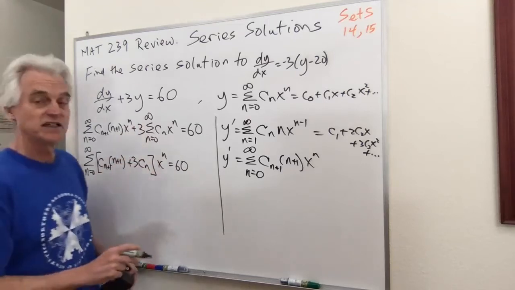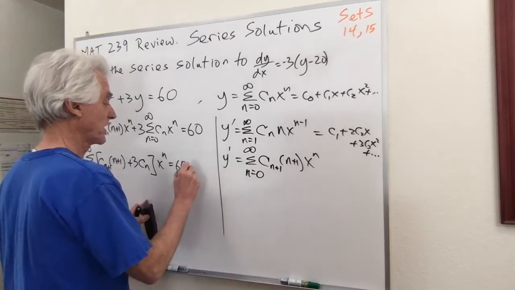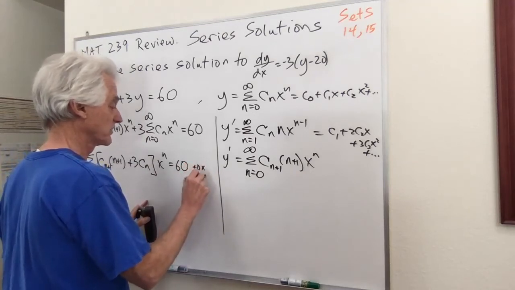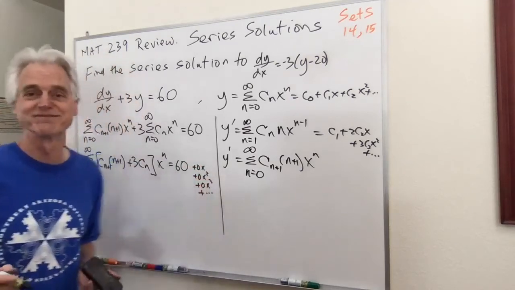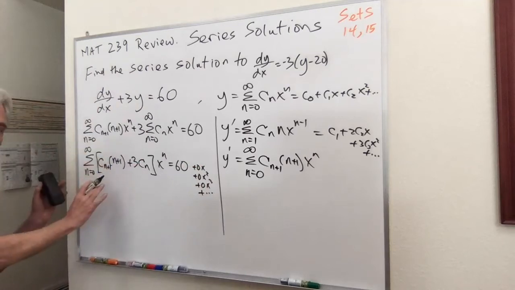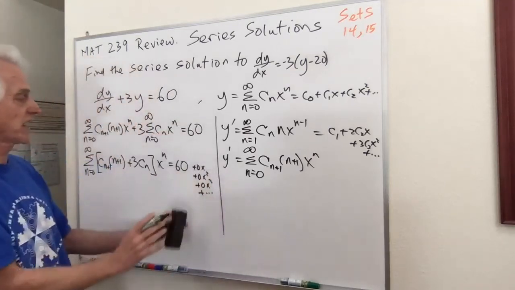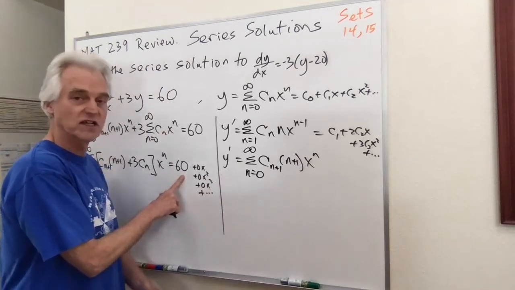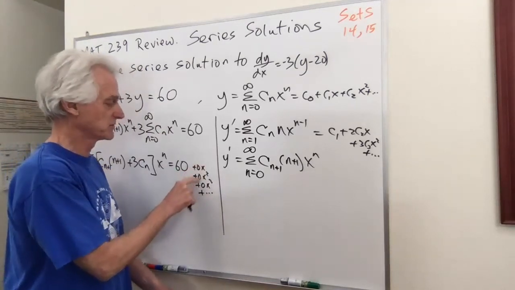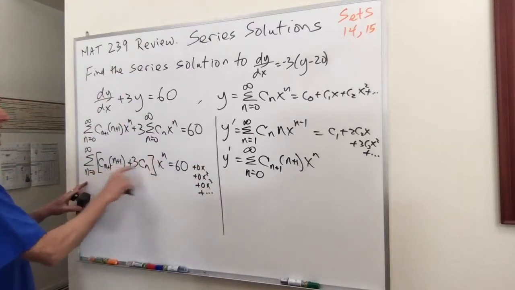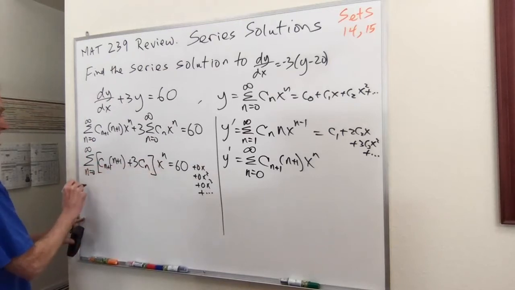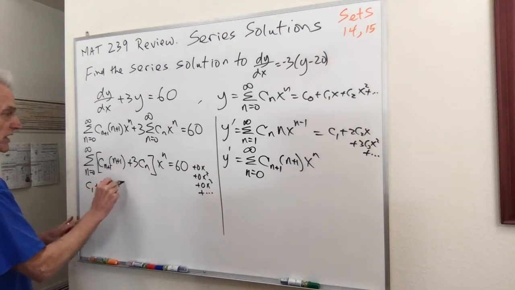Now that's 60. Now 60 is also 60 plus 0 times x plus 0 times x squared plus 0 times x cubed plus dot, dot, dot, right? So I want this function of x to be that function of x. That function of x looks like a constant, but it's a constant plus 0 times x plus 0 times x squared. So for the constant term on both of these sides, when n is 0, I get c1 plus 3c0 is 60.